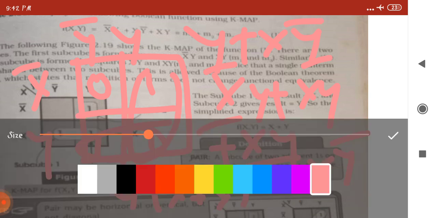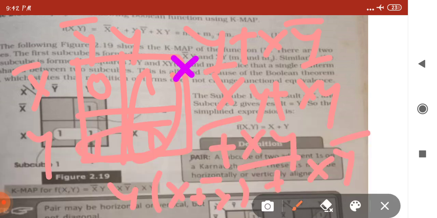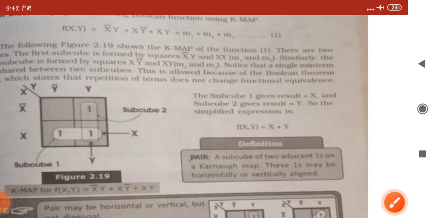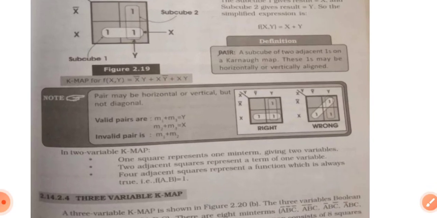X plus x bar, x plus x y bar. This is the 1. X plus x bar is a 1. Y plus x y bar can be written as x plus y. X plus y is the answer, the expression for this equation. We have to minimize the equations by the simplification method.